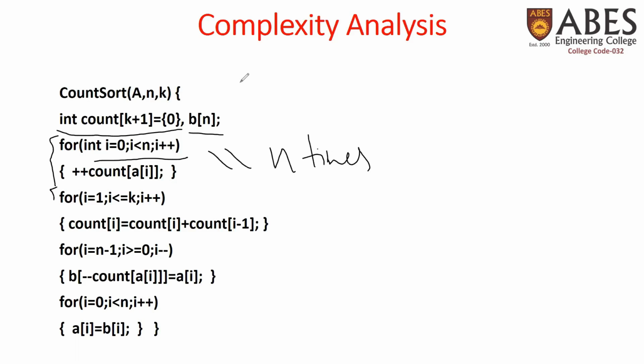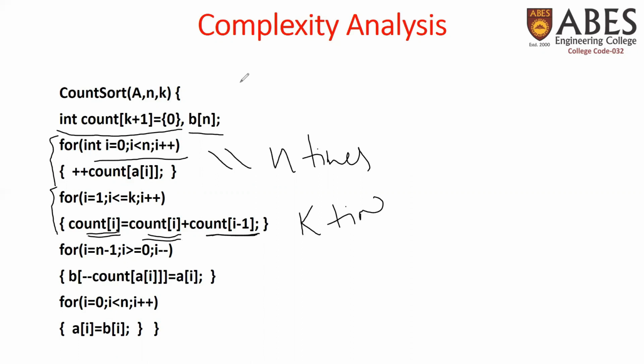Again, starting another loop from 1 to K, and this loop will update the value of the count array, which means you will get the final value equal to the given last value. It will execute K times. Here you can say that count of 1 is equal to count of 1 plus count of 0. Count of 2 is equal to count of 2 plus count of 1. We are updating the count array here, right?